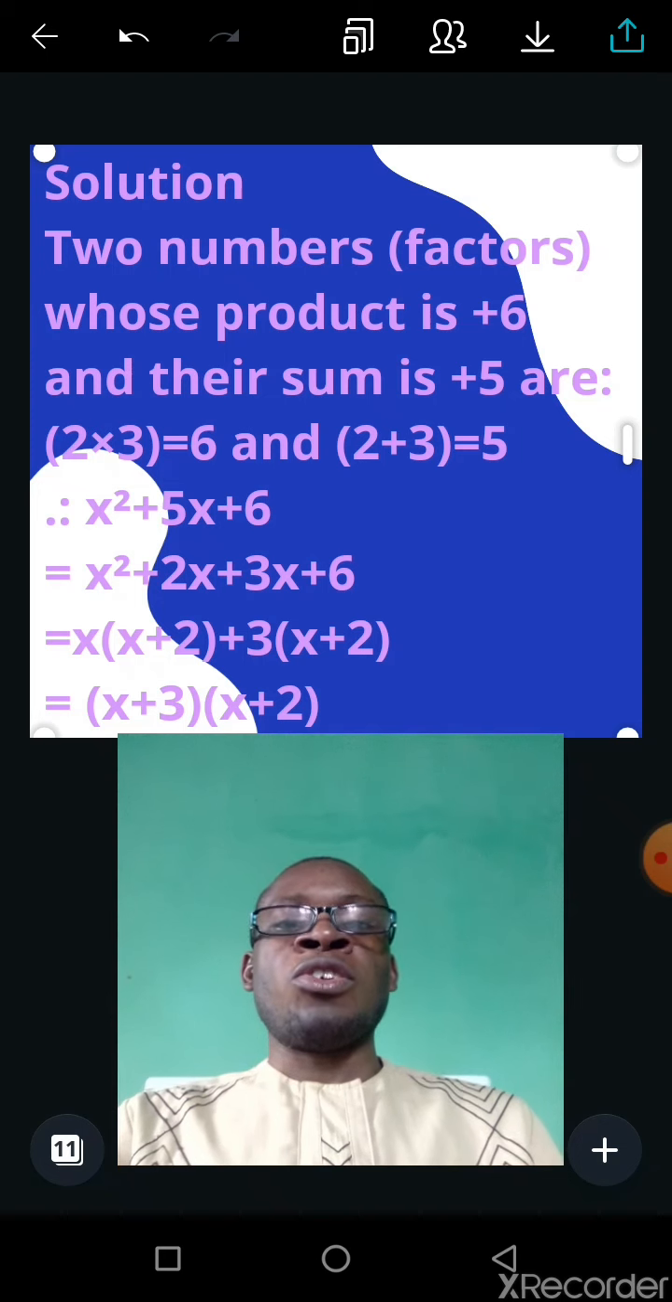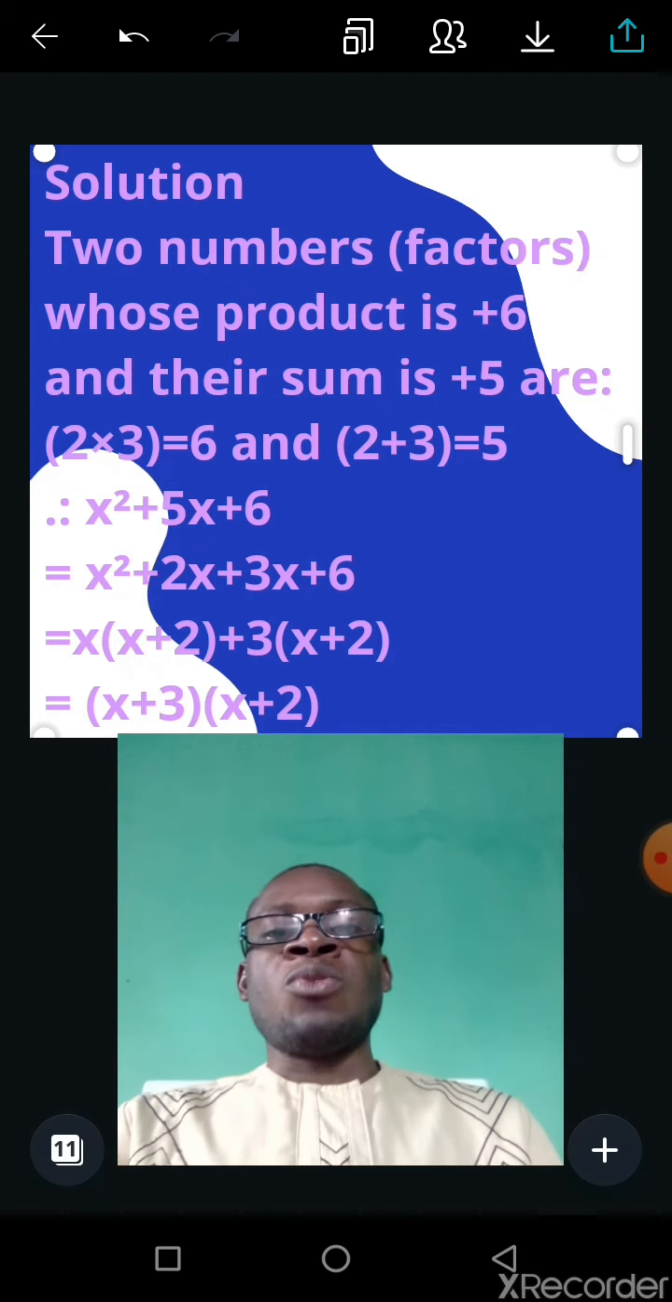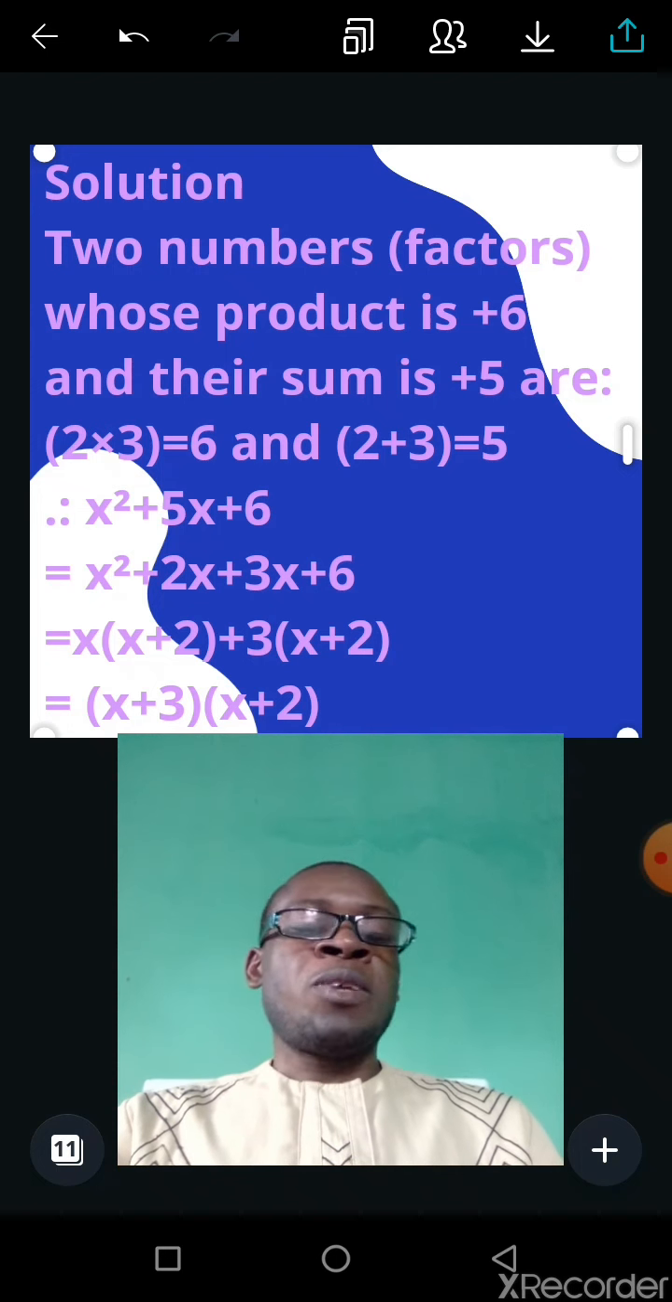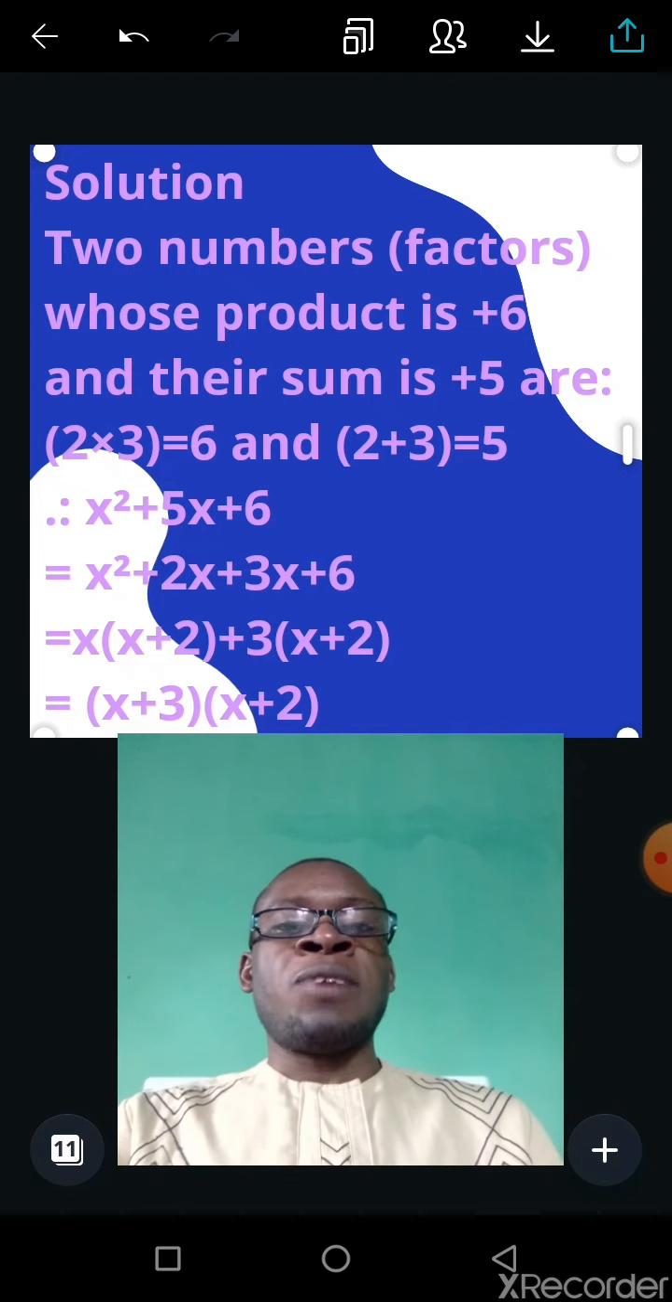Which is equal to, so what do you do? You find the highest common factor of the first group, x² + 2x, which is x. x divided into x² gives you x. You bring it into the bracket, you bring down the plus, and x divided into 2x gives you 2, because x cancels out x. You go to the next two terms, 3x + 6.